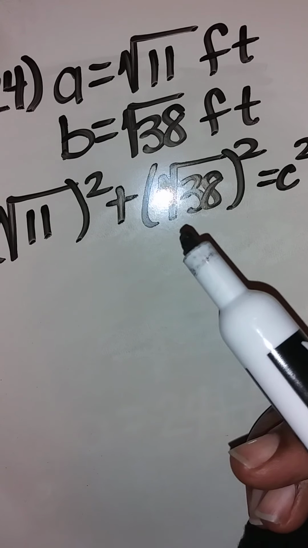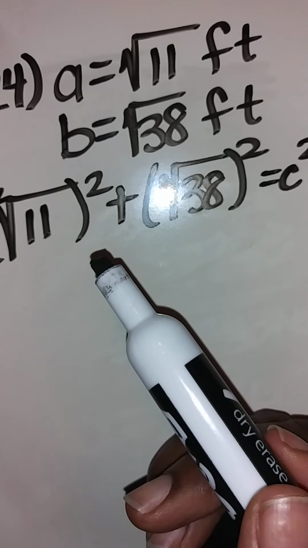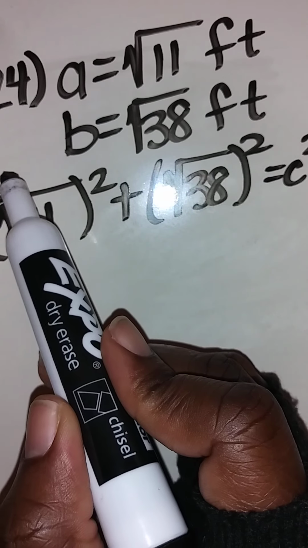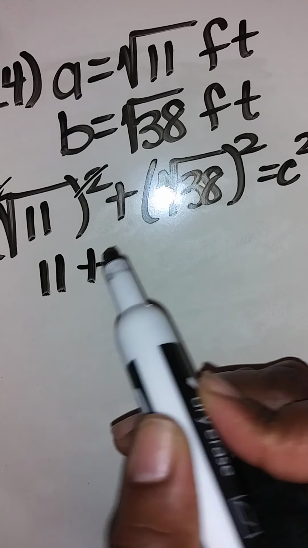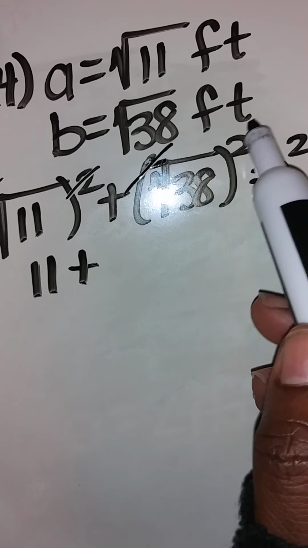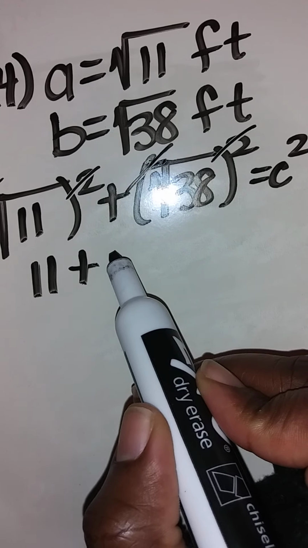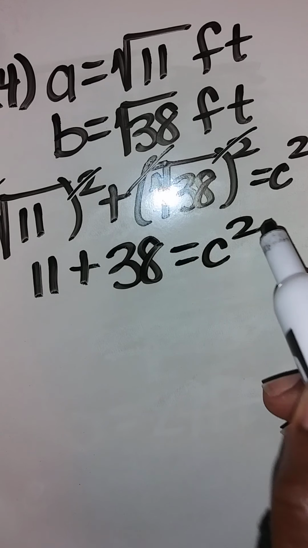Now, right here, I need you to remember that in my index, it's an understood 2 there because we said square root. Square means 2. So the 2's go away. I'm left with just 11. Bring down your plus sign. Again, it's an understood 2 here. And then those go away. And you're going to write 38. And it equals c squared.